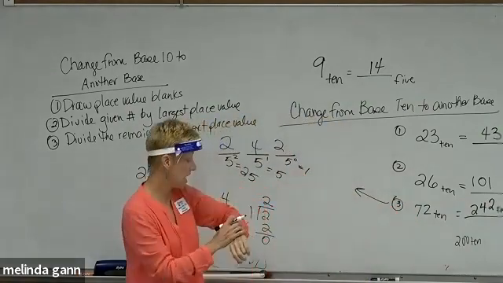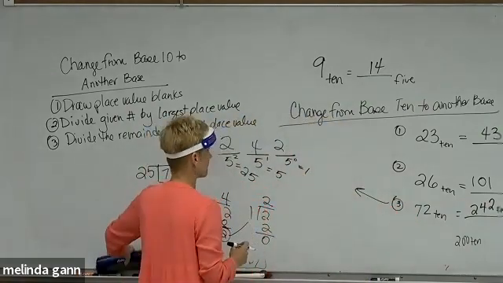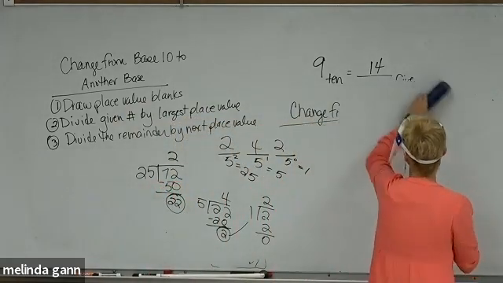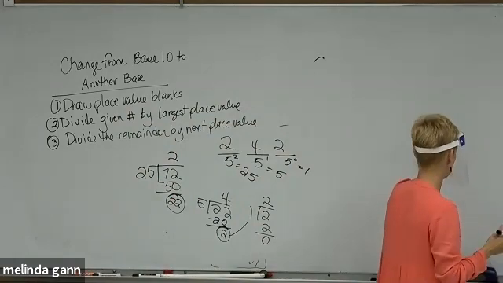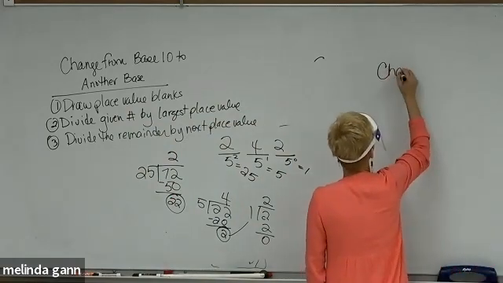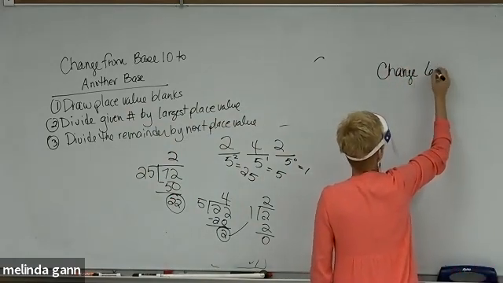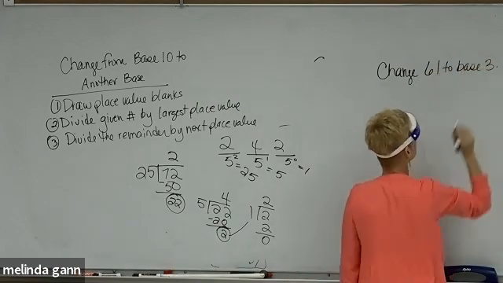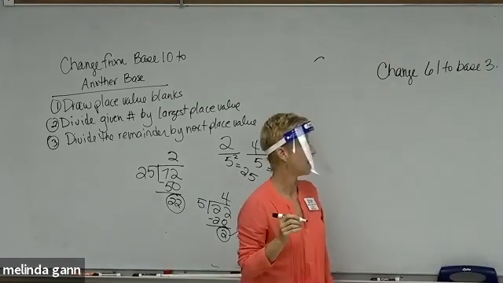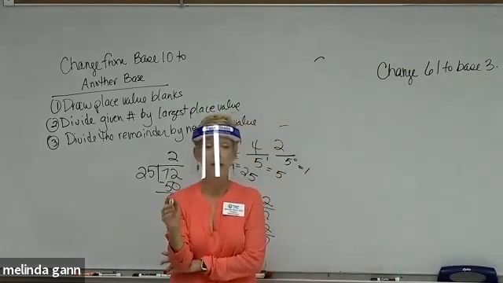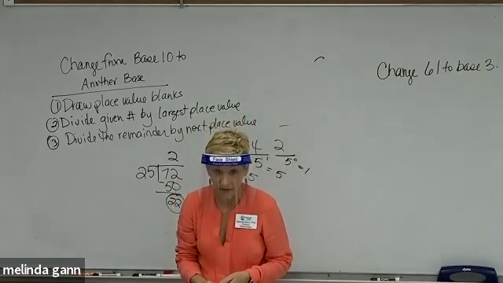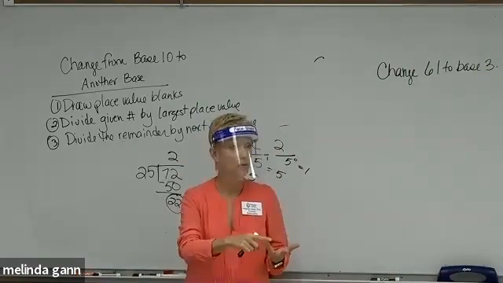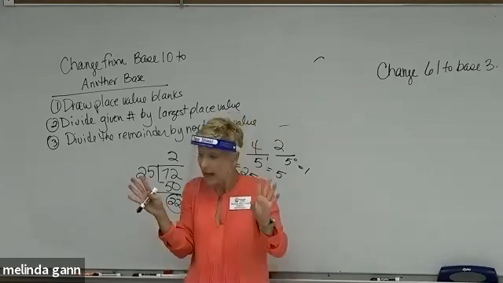Let me do one that's not in base 5. Okay? What if I told you this? Change 61 to base 3. Now, if I'm going to base 3, what are the only digits I'm allowed to use? What are the only base values I can use? 0, 1, and what? 2. So you can't put down a 4 or a 7.